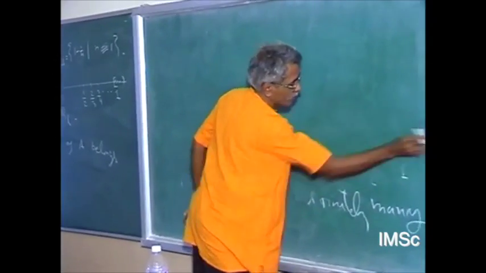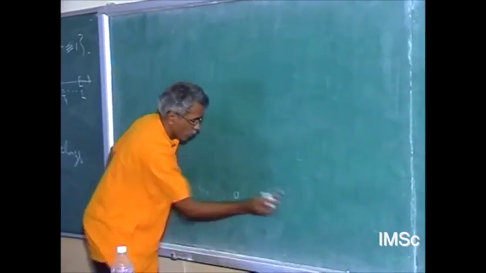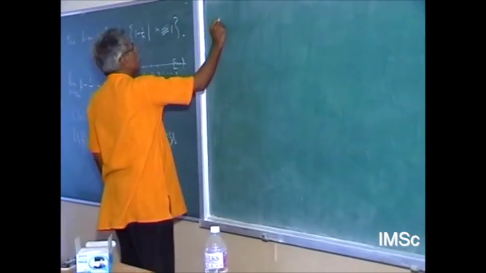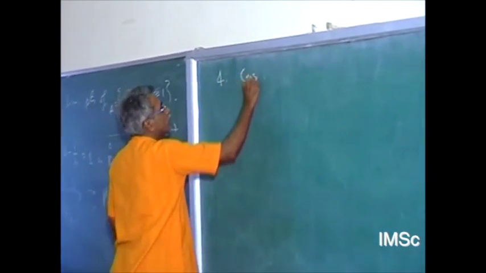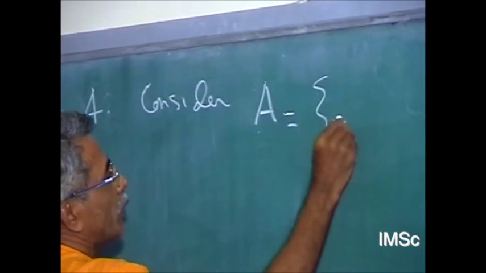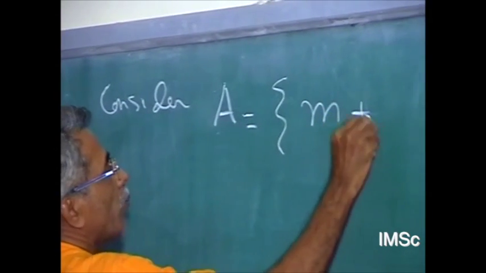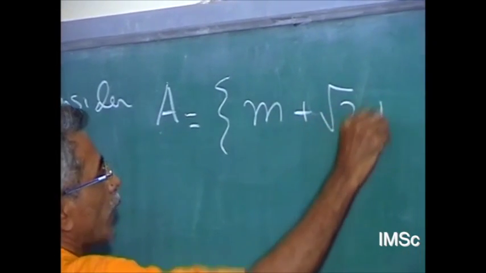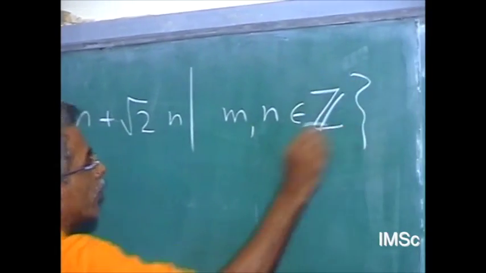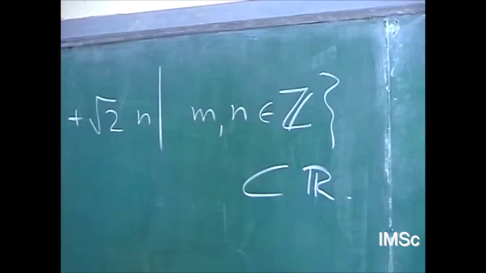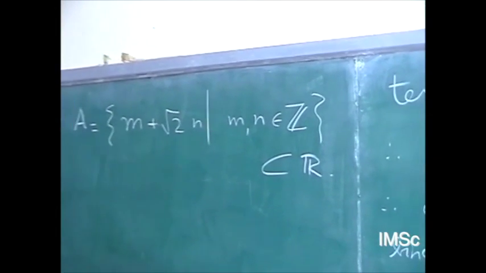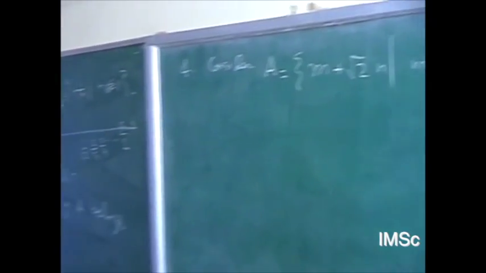Same type of question, but a more familiar space. So consider the set A. This is a nice set actually. m plus root 2 times n, with m, n natural numbers, as a subset of R. Okay? Question: find the limit points of this set.